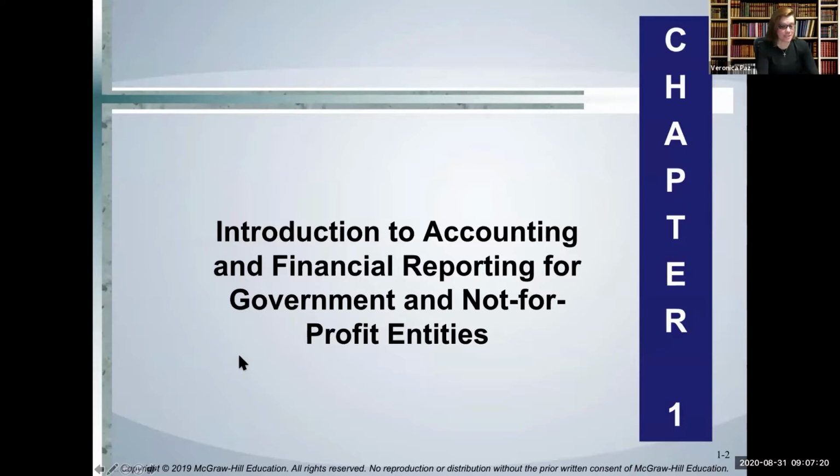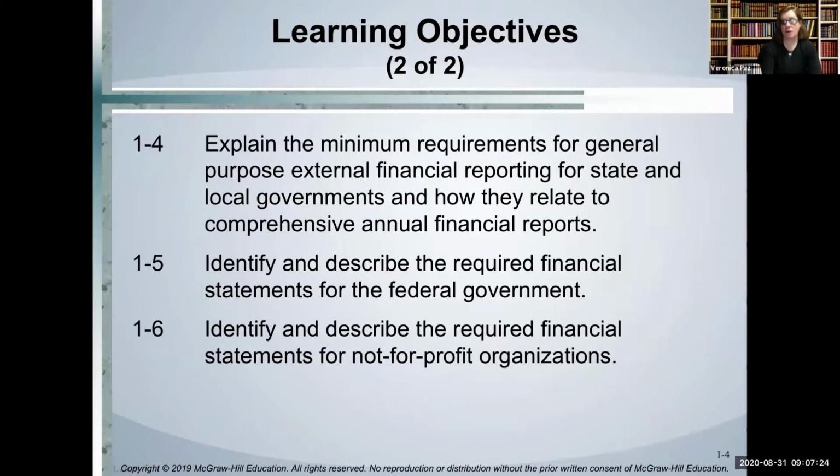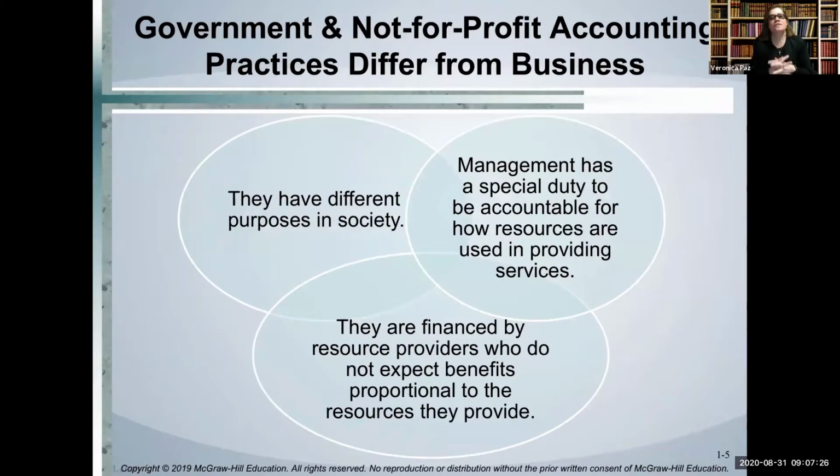So our introduction to chapter 1 and all the fun things we're going to learn are here. First and foremost, we need government and not-for-profit accounting, and how they differ from business. The main thing is that not-for-profit accounting or government accounting is for the benefit of society, and the management that's entrusted has a special duty to be accountable for those resources and how they are providing services.